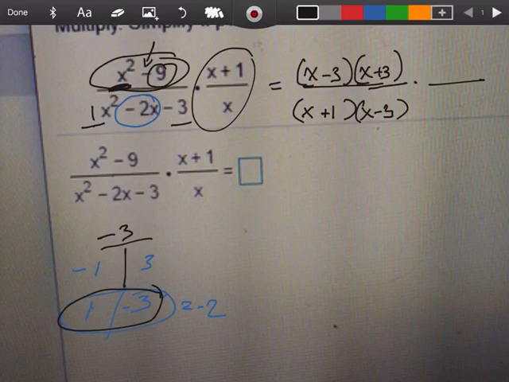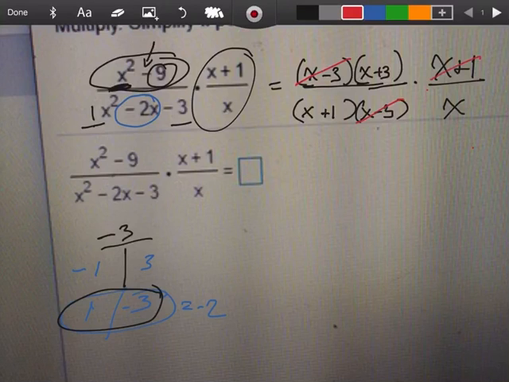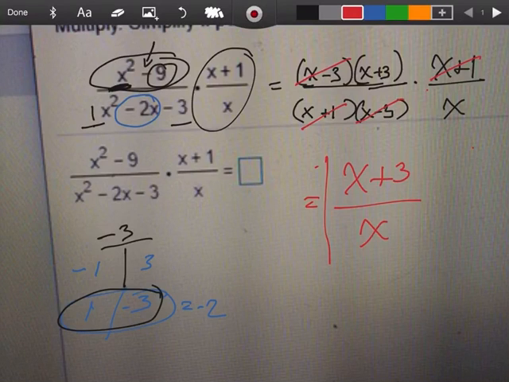Now, for this piece, I can't really factor it. There's nothing I can factor out of x plus 1, and I can't really do anything with that x either. Now, all I'm going to do is cancel my common factors. So look, this x minus 3 will cancel with that x minus 3. This x plus 1 will cancel with that x plus 1. So the only thing I'm left with now is x plus 3 all over x.